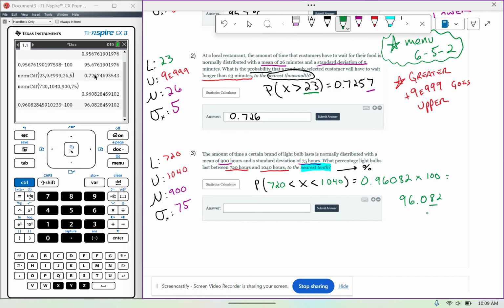So I'm going to be looking at this 8. It's 5 or above. Give a shove. So my solution is going to be 96.1%. All right. That is how we solve it from there. All right. That is an example of in between.